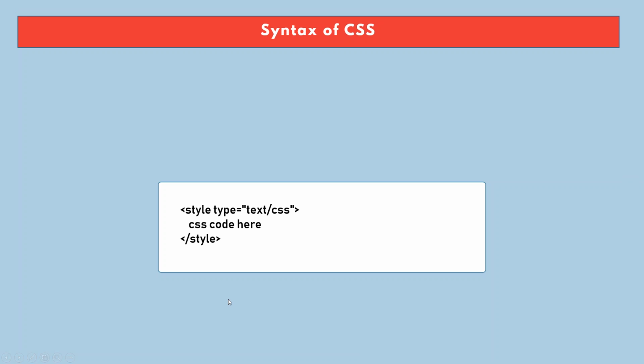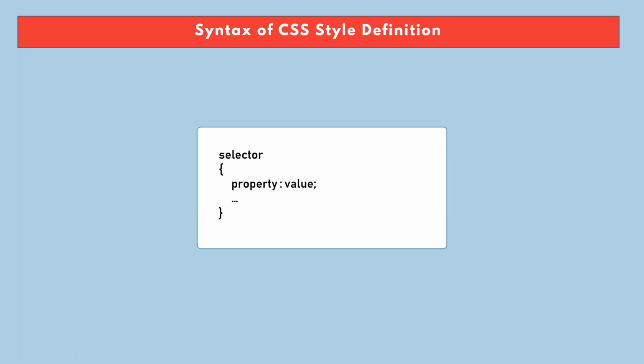The syntax of CSS is, first we have to open the style tag and we have to close it. Optionally, we can specify type equal to text/css, which means that this code present in the middle is not ordinary text, it is CSS text. To specify this part as CSS text, we use type equal to text/css. It is optional. Here we can write our CSS code, and in that place we can use the CSS style definition.